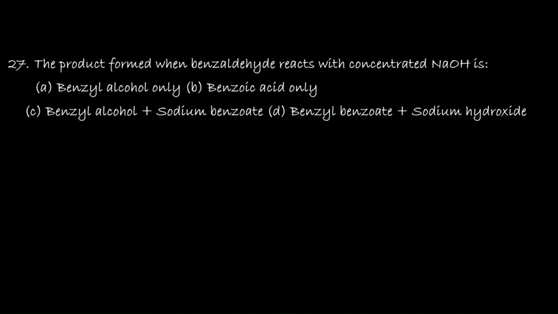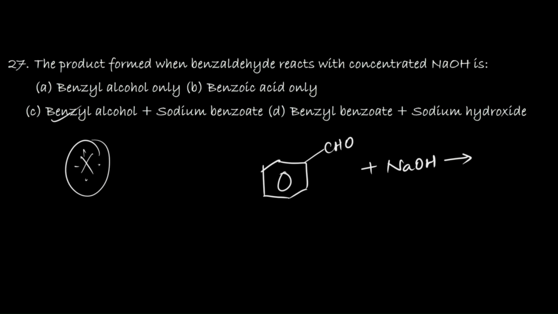The product formed when benzaldehyde reacts with concentrated NaOH. What is the name of this reaction? Can anyone tell me? Benzaldehyde with concentrated NaOH. Let me tell you the product also. Just tell me in the comments what the name of this reaction is. The product is benzyl alcohol and sodium benzoate. It is undergoing a disproportionation reaction, and this is a very important reaction. The conditions can also be asked and the products can also be asked.